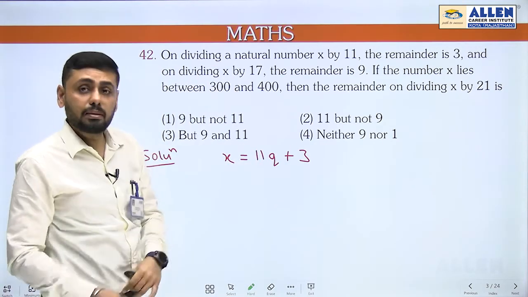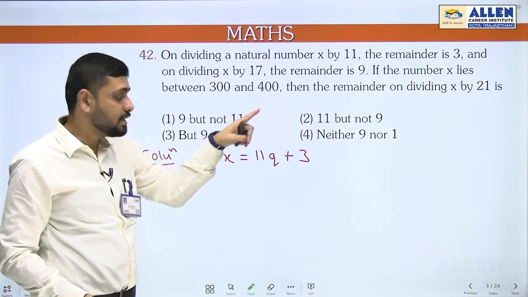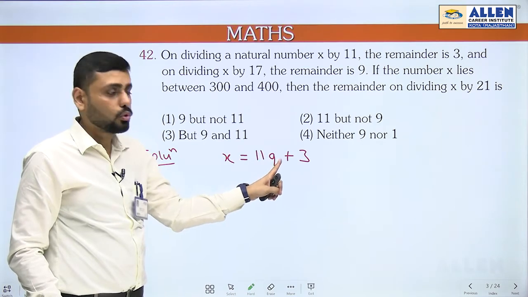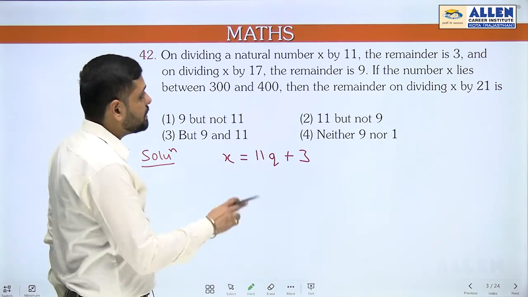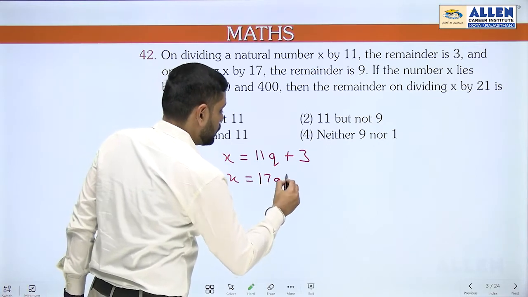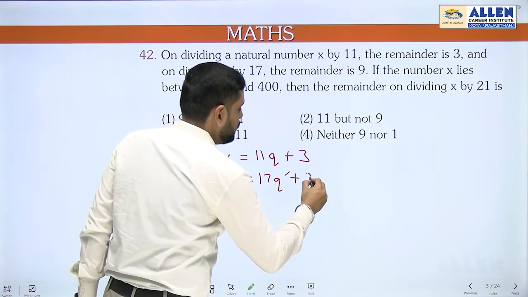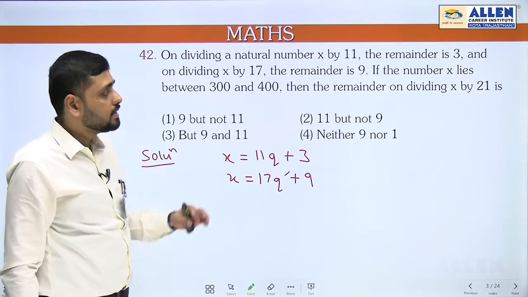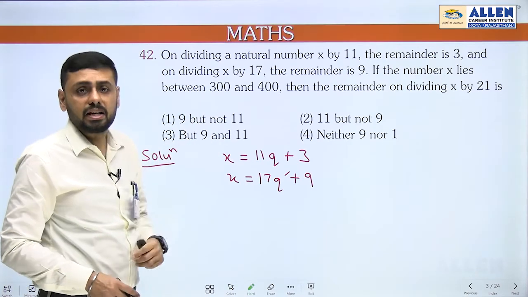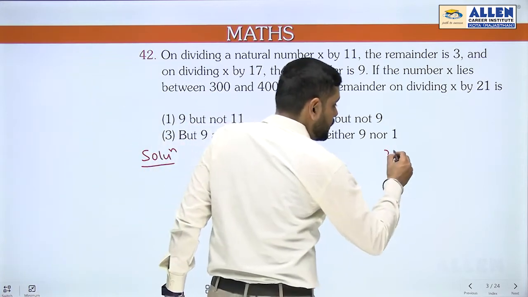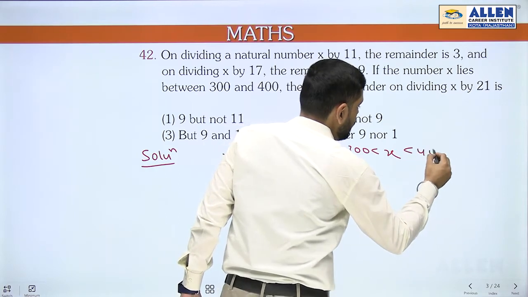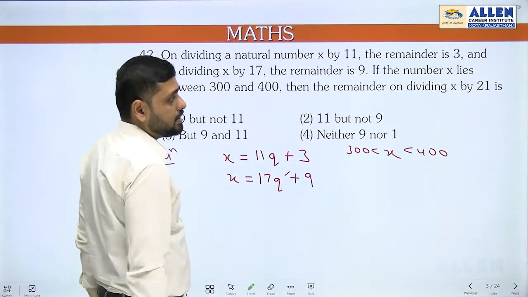On dividing a natural number x by 11, the remainder is 3. So x is the dividend, 11 is the divisor, q is the quotient and the remainder is 3. Similarly, on dividing x by 17, the quotient will be q dash and the remainder will be 9. This is what is said here, right? If the number x lies between 300 and 400, this is given.